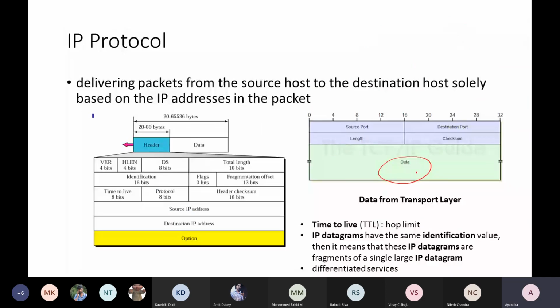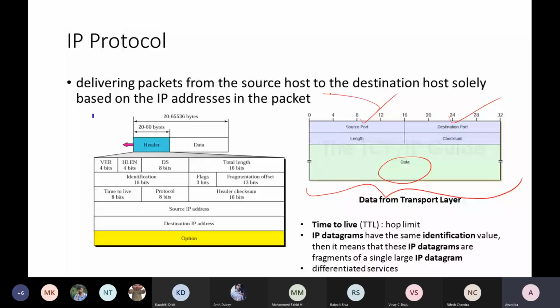When I'm passing that through my transport layer, I'm adding the information about the source port and destination port. The rest, like the checksum, are just for communication purposes, for error detection and correction. Everything is fine. Then from this TCP, from the transport layer protocol, we come to IP, where this whole thing is acting as the data.